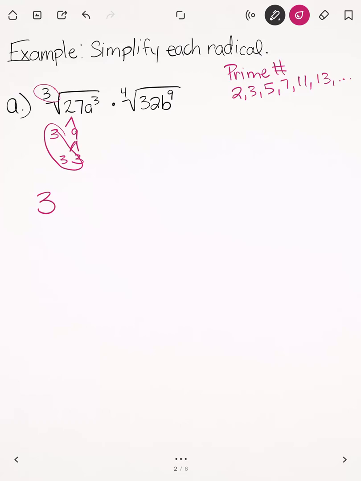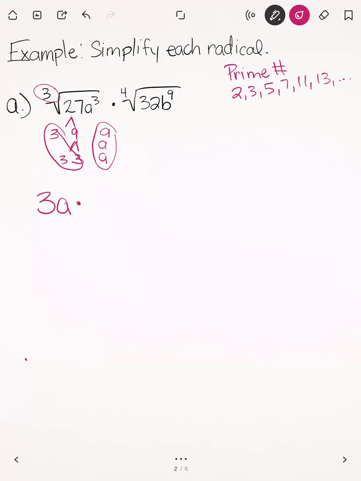Okay, when it's variables, you can always draw out a picture. You write out a times a times a. Again, I need a group of 3, so one big a gets to leave that group. So the cube root of 27a cubed is 3a.